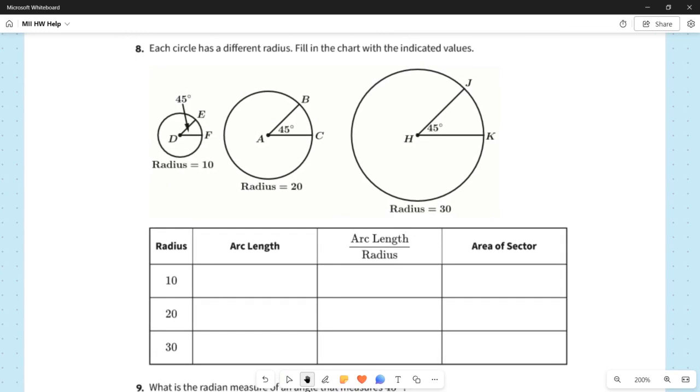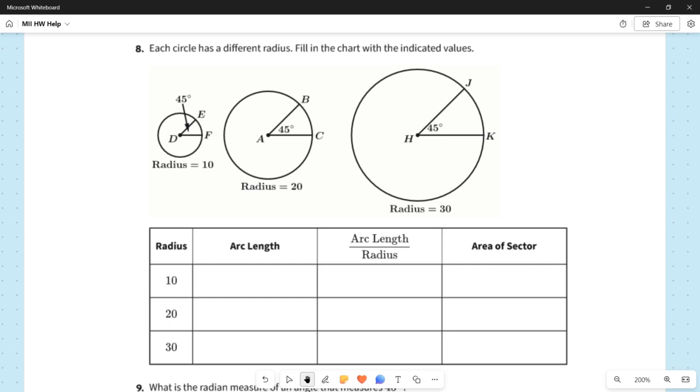Question number 8. Our directions say each circle has a different radius, so 10, 20, and 30. That's both in the picture and in our table. Fill in the chart with the indicated values. So again, we've got small, medium, and large. Radius is 10, 20, 30. I'm noticing that our central angle doesn't change. So our central angle is going to be 45, 45, 45 every single time.